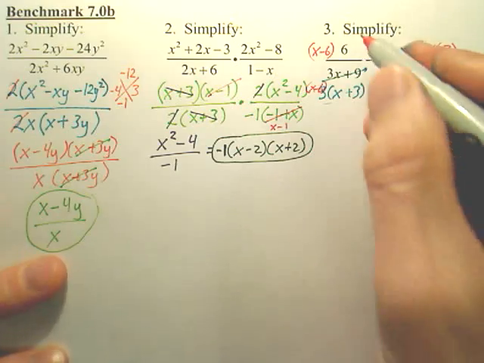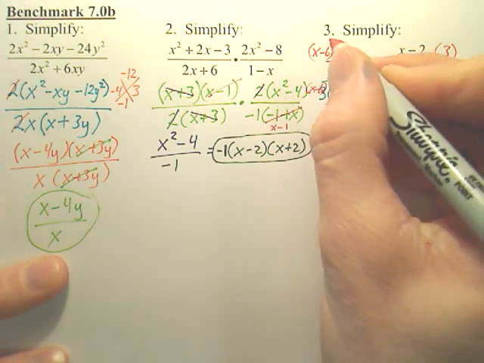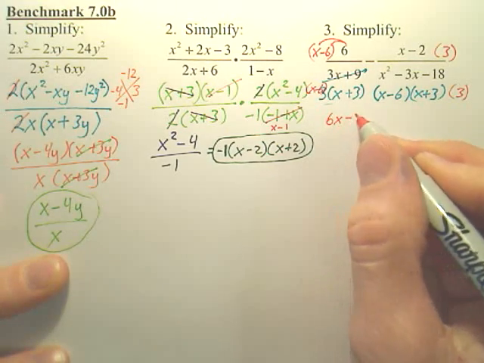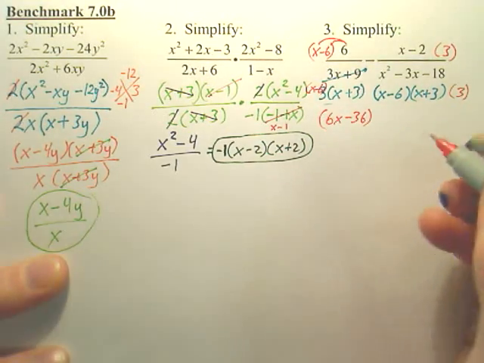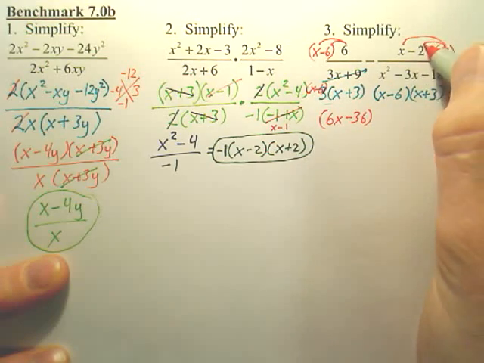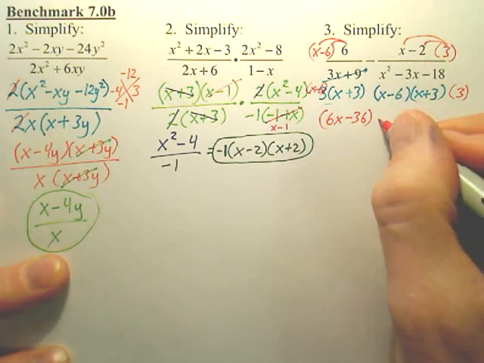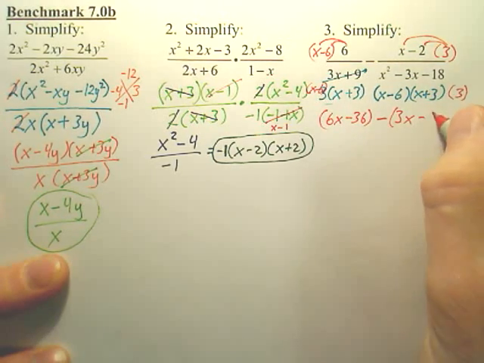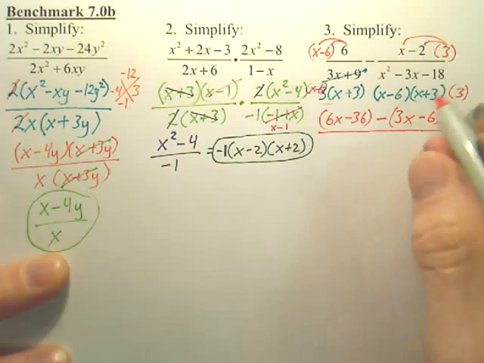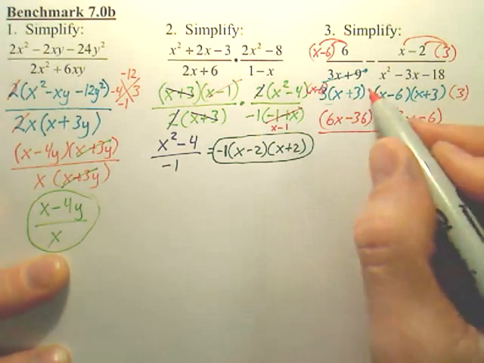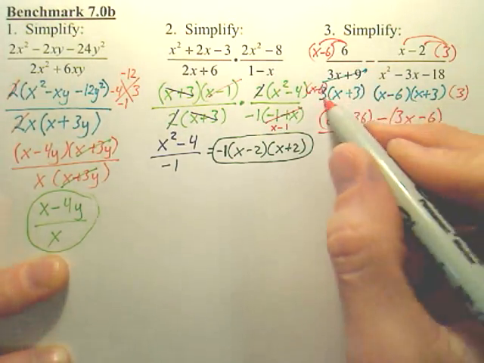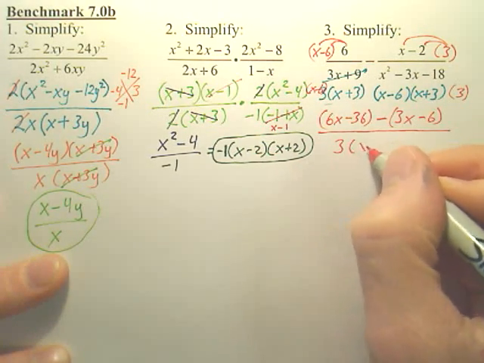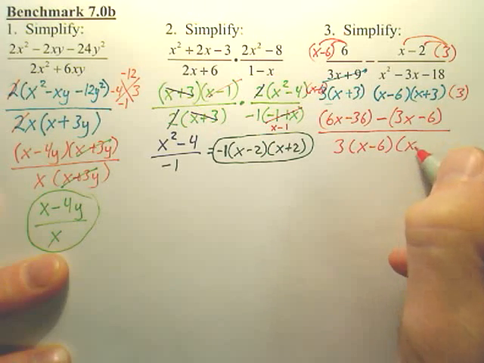So now, for the top, I actually have to distribute here. When I distribute that, it looks like I get 6x minus 36 for the first piece. And here, when I distribute, I get 3 times x, which is 3x, and 3 times negative 2, which is negative 6. That's now the new top. Because I can combine the tops, aren't the bottoms the same? The two bottoms are the same. So I now have on the bottom 3, x minus 6, x plus 3.